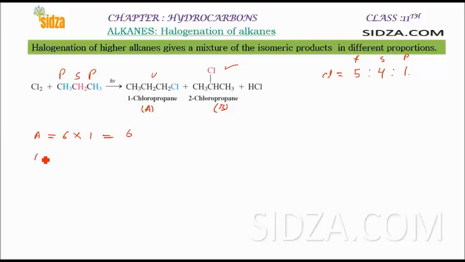And for B, 2 hydrogen atoms are there. The order of reactivity is 4. 4 into 2 is 8. 6 plus 8 is 14.